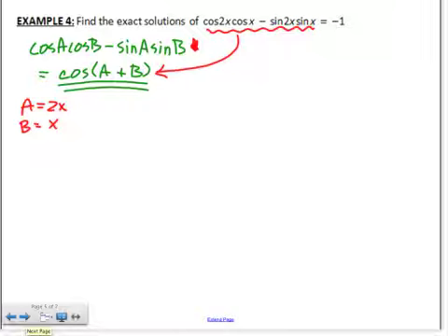So I am going to let this be cosine. My A is the 2x. I'm going to show that step of substituting the A, plus my B is x. And I want to show that this is equal to -1. I'm not sure if we're going to move that -1 over or not yet. So let's just see where this goes first, and then we'll make that decision. Every decision about a problem does not have to be made at the beginning.